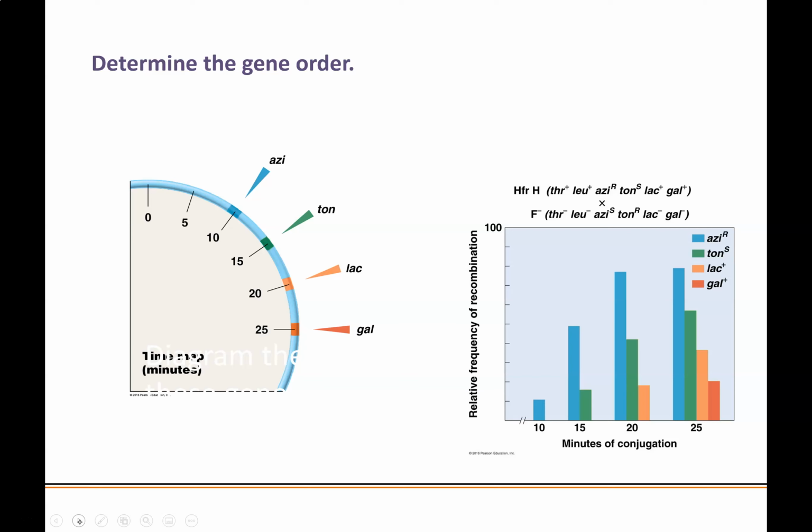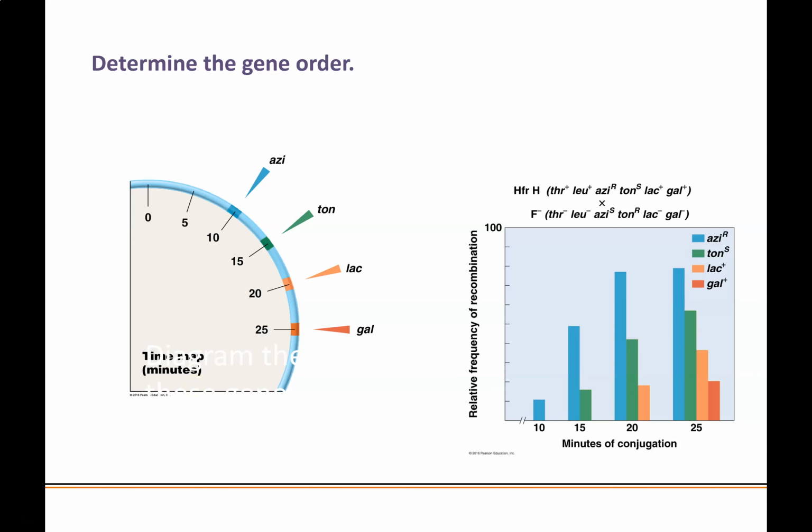So here's another way that we might be able to look at our gene order and determine the specific order on our chromosome. I'm sorry for these letters here. I'm not sure how to get rid of them. They're not disappearing when I try.